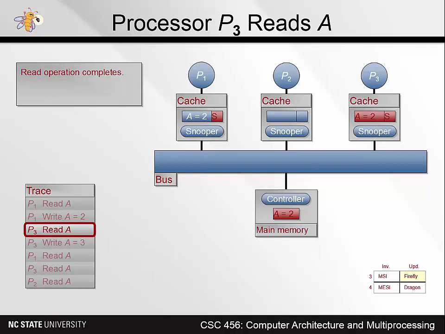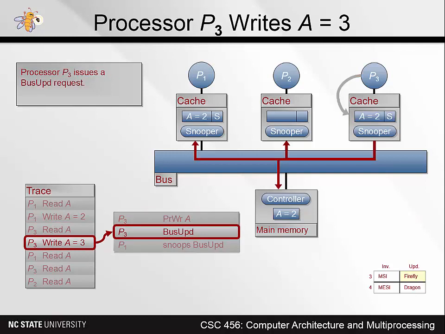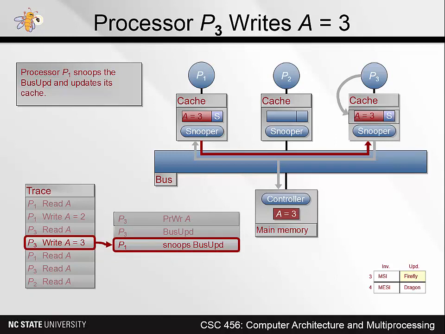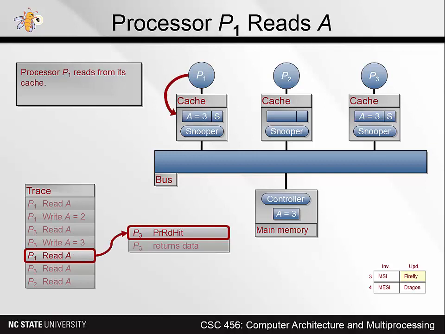Then the read operation completes. Next, P3 writes A. This is a write hit, but because the line is shared, a bus update is needed. This bus update goes to memory as well as to P1's cache. When P1 snoops the bus update, it updates its cache. Meanwhile, P3's write completes, changing the cached value to 3.